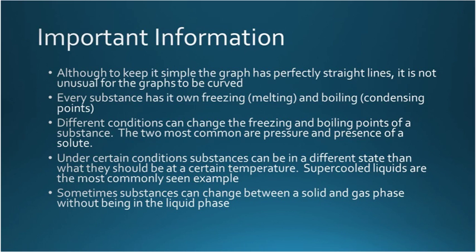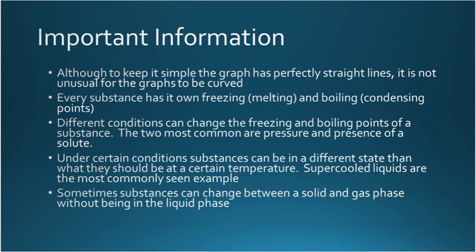Some important information. Although to keep it simple, the graph has perfectly straight lines, it is not unusual for the graphs to be curved. For every substance has its own freezing or melting, boiling or condensing points. Different conditions can change the freezing and boiling points of a substance. The two most common are pressure and the presence of a solute, like ice or like salt. So we salt our sidewalks so that the melting point of the water changes.